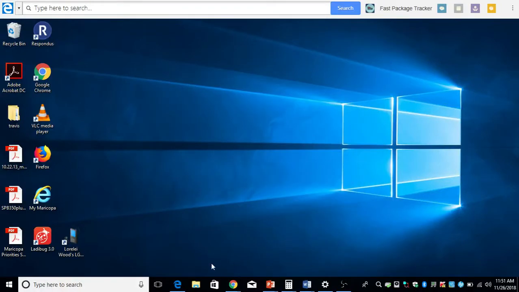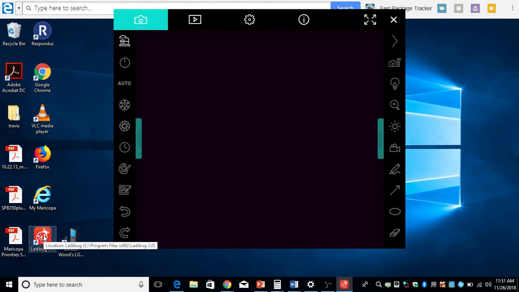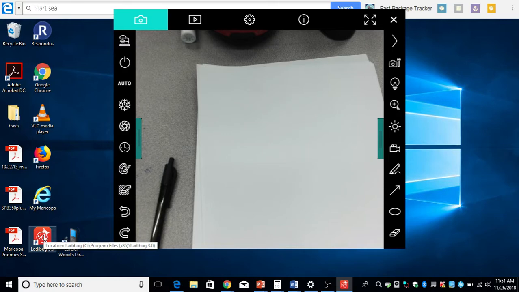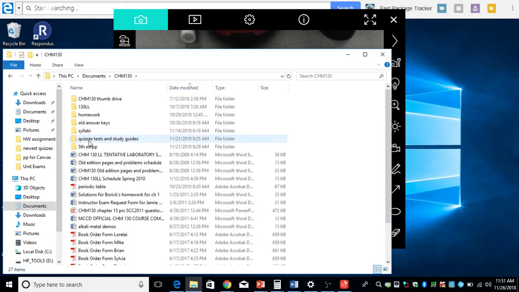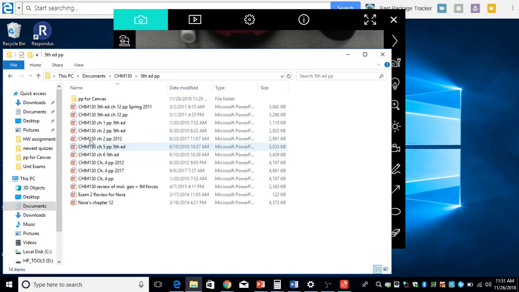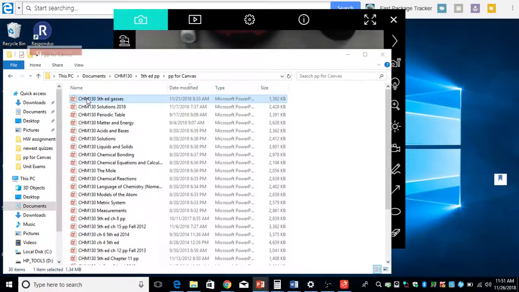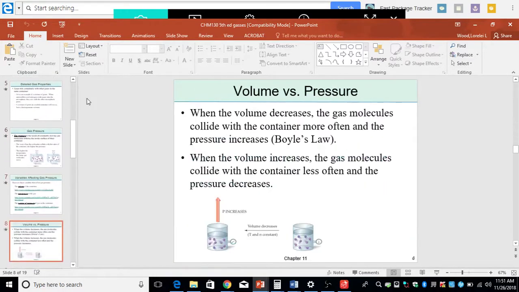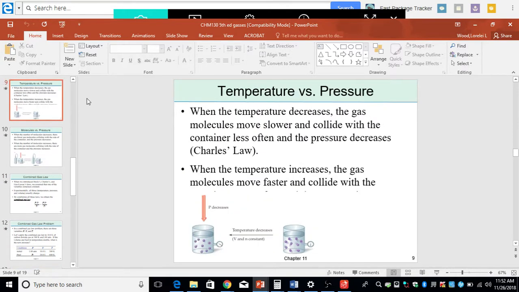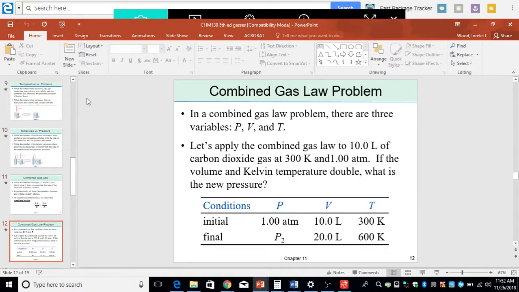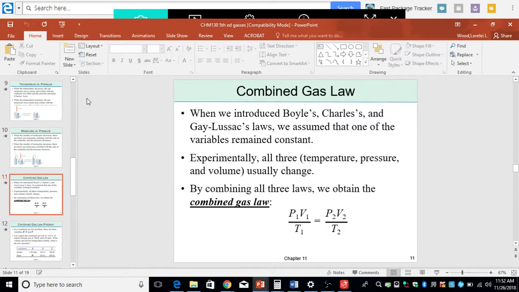Let's finish our talk about gases. Here's the combined gas law.